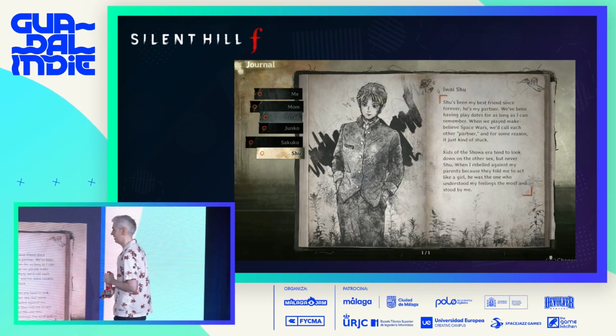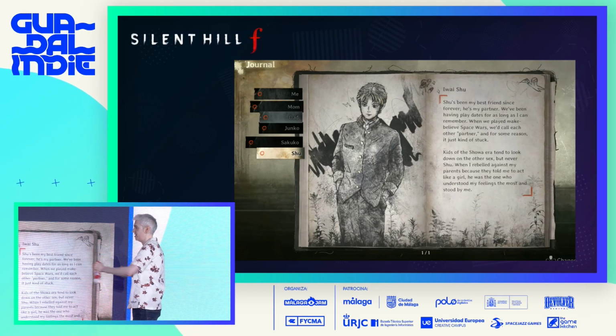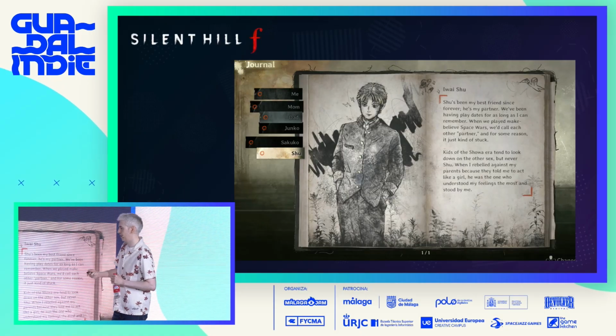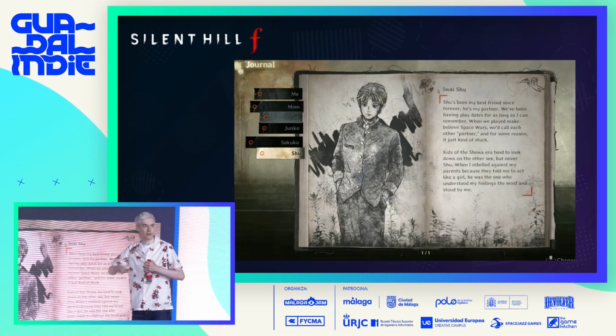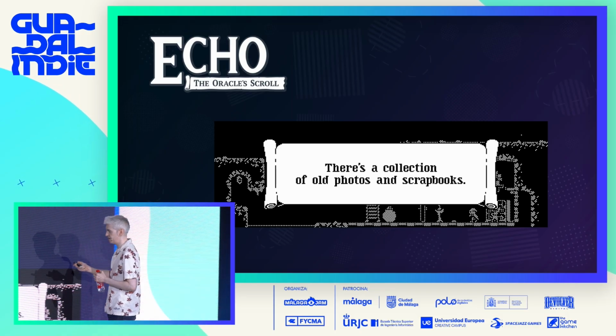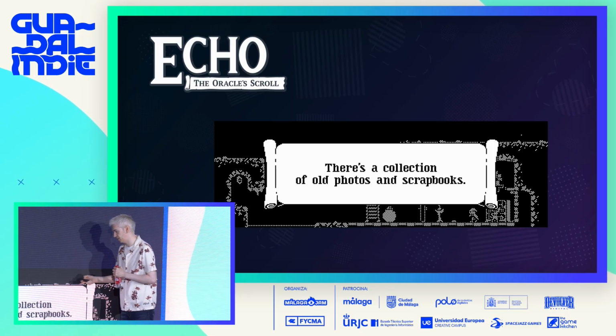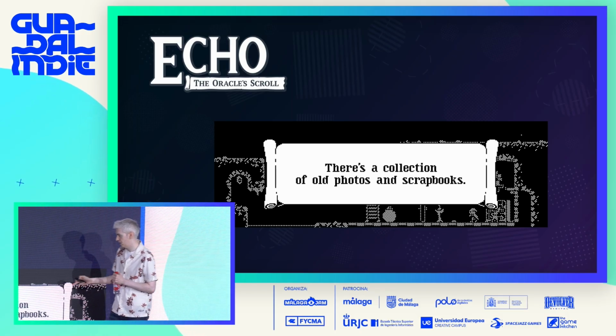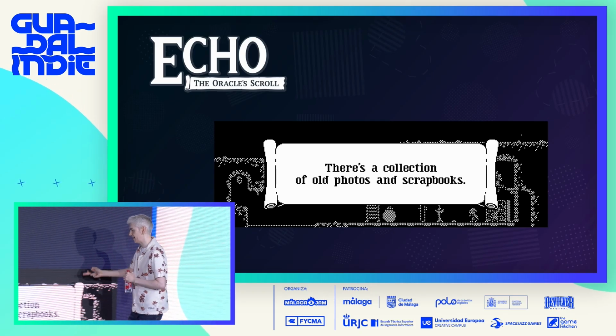Silent Hill f, again, they've got this kind of journal thing here. It's a really personal way of adding a little personal touch to the character's journey. Echo the Oracle Skull, so even in a pixel art game, you can use the sort of outlines to indicate that you're looking at paper.